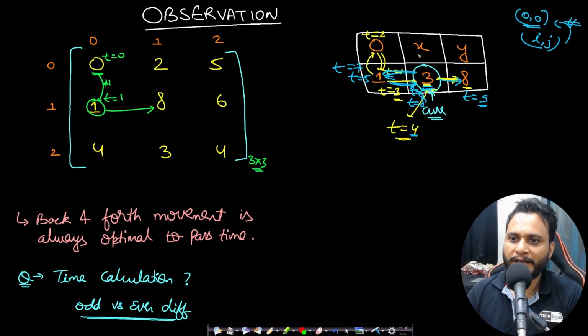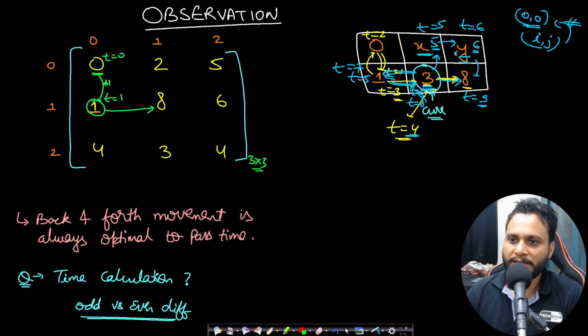Now you can fill any values for this x and y. Let's say your time t was 4, and you filled a value 5 here and a value 6 here. You can fill any values, 2, 1, 2, whatever you want. From this 3, I can reach this point x at time t equals 5. From here I can reach this y at time t equals 6. But then again I cannot reach this 8, right? So I have to waste more time.